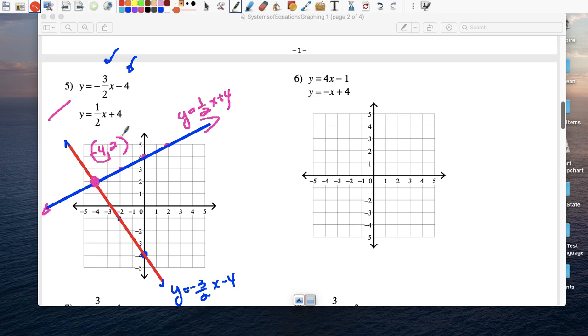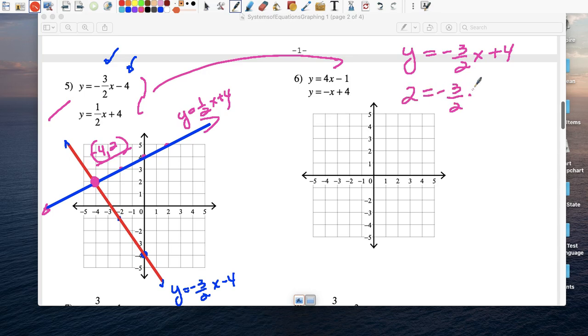Now all we gotta do is do a check. I'm gonna do the check right here, so I'm gonna take these two equations and bring them over here. So y equals -3/2x plus 4, and our point of intersection was -4 and 2, so let's replace y with 2. -3/2 times -4, sorry, plus 4. 2 equals, let's see. Uh-oh. Something's wrong here.